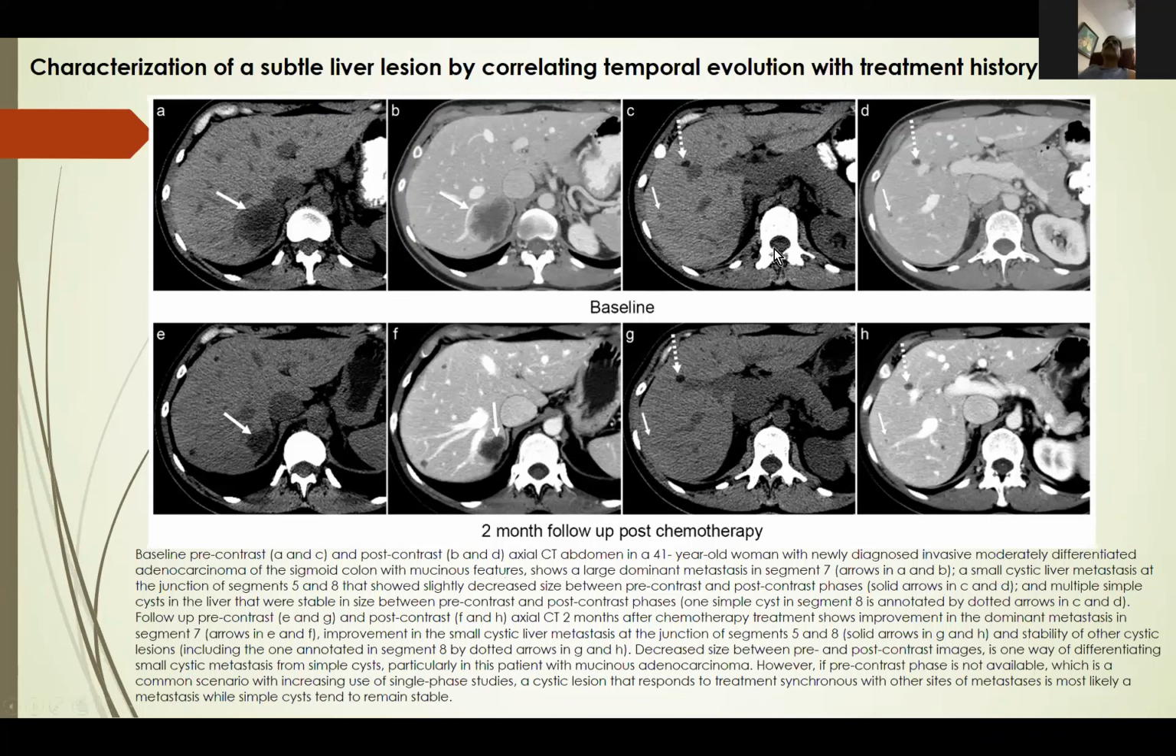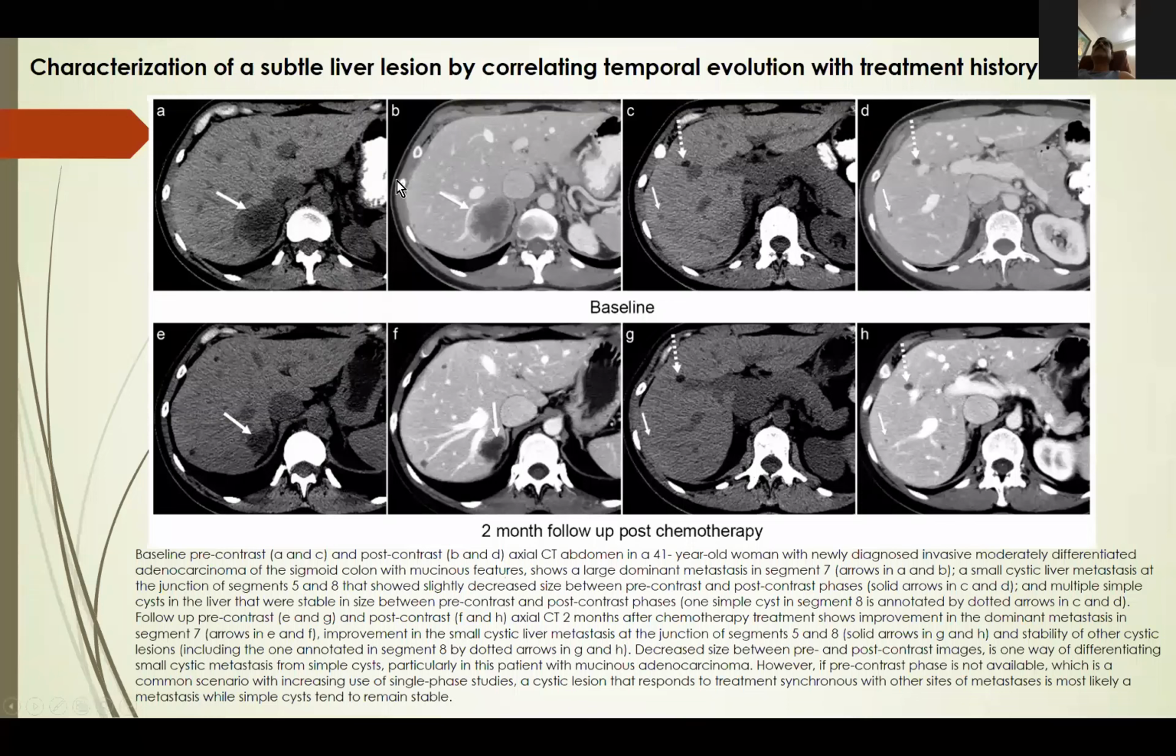So one way to characterize is you can look at triple phase studies. The pre-contrast size is bigger. With contrast, they slowly enhance, and then on the delayed phase, they become much smaller. So that is one way of doing it. And the second way is comparing with treatment. This lesion has improved with treatment, and this almost disappeared here or became smaller. While this cystic lesion, nothing changed on treatment. So this is an actual simple cyst, but this tiny lesion is actually a metastasis that is responding to treatment.